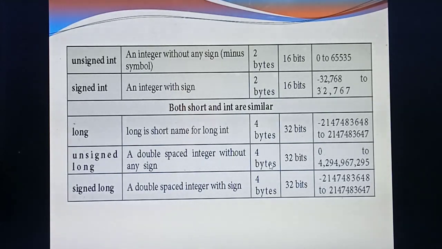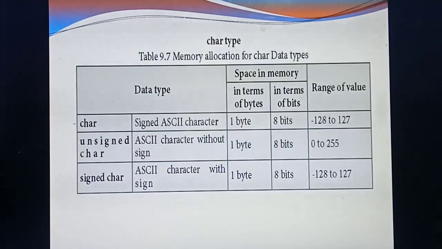Remaining under the integer all will have 2 bytes, but long, unsigned long and signed long, all the long data types, will have how many bytes? 4 bytes. In terms of bits, 32 bits. Understood? So this and all come under integer data type. Understood? Okay. Next one is character data type.